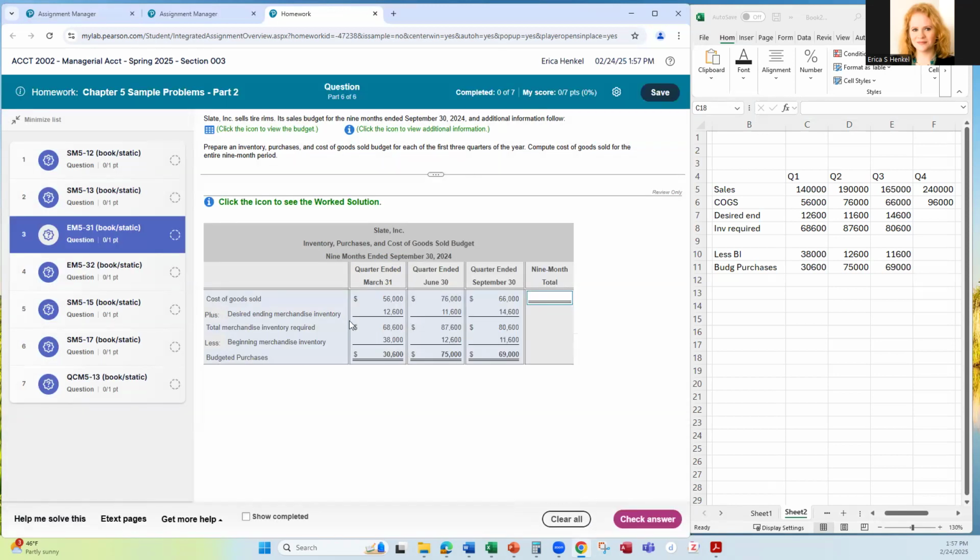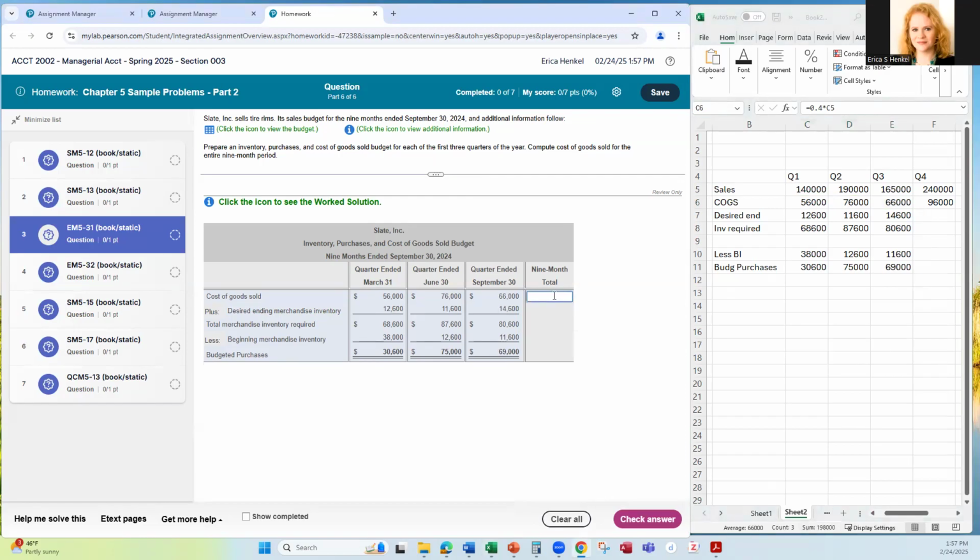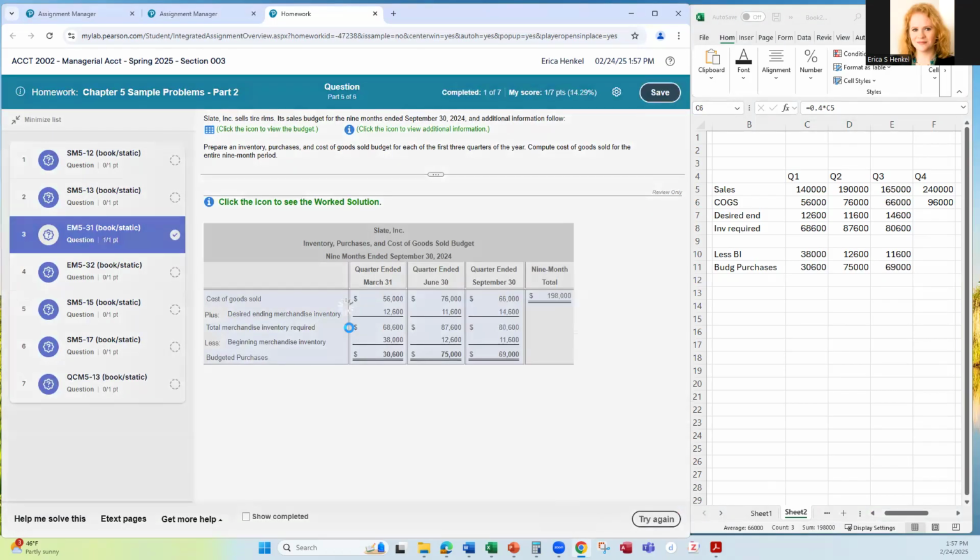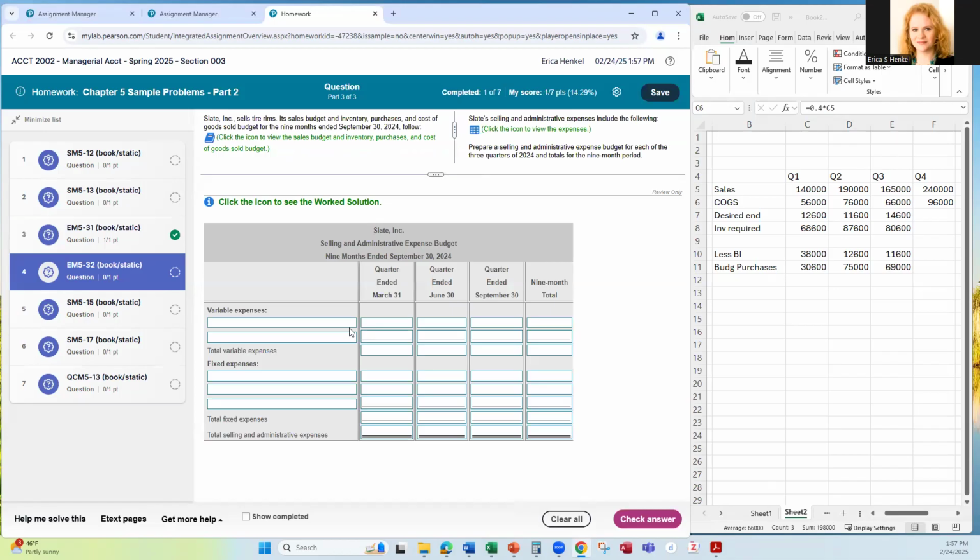So then from there, our total cost of goods sold budget is just adding up these three here for the 9 months, which gets us, if I highlight those down here, you can see it's 198,000. All right, so that is an inventory and cost of goods sold budget for a merchandiser.